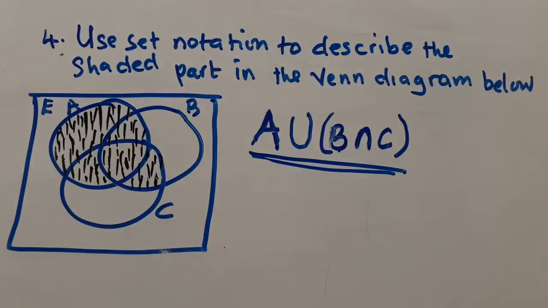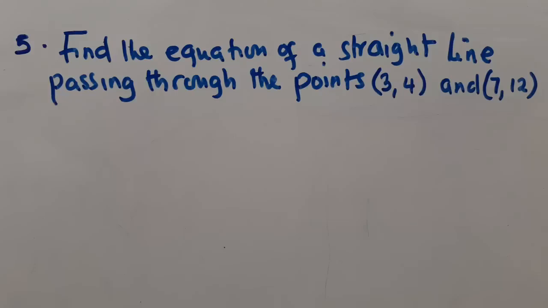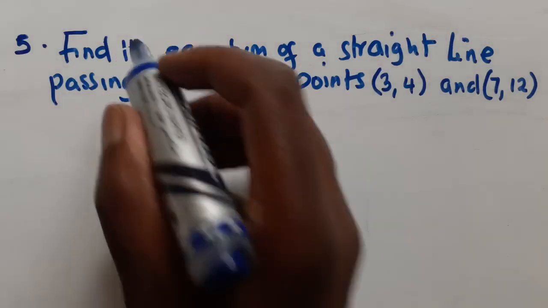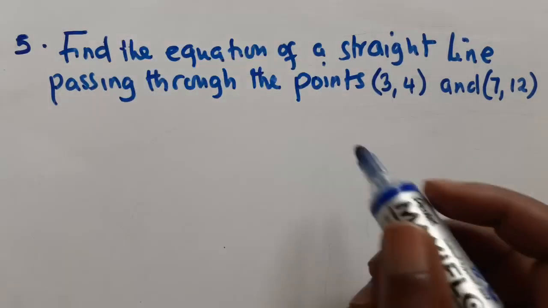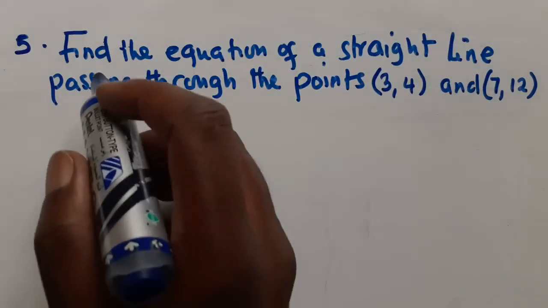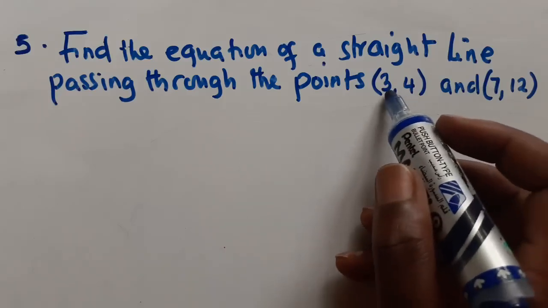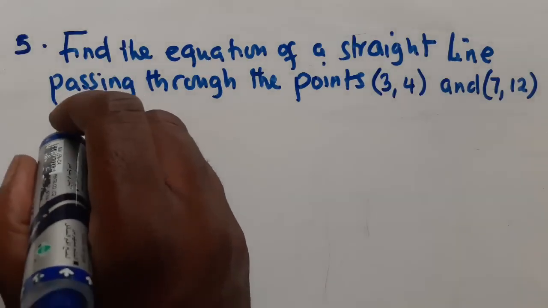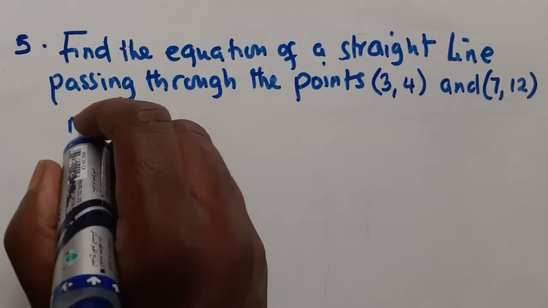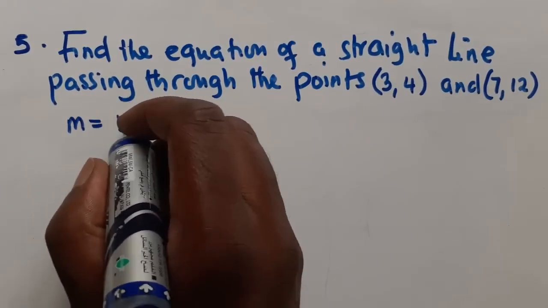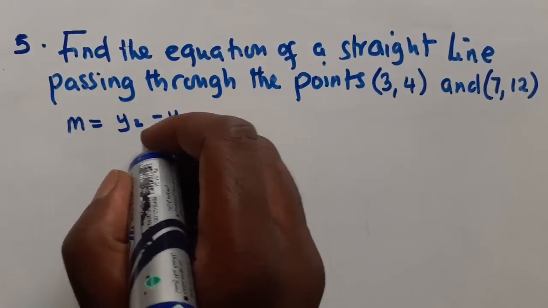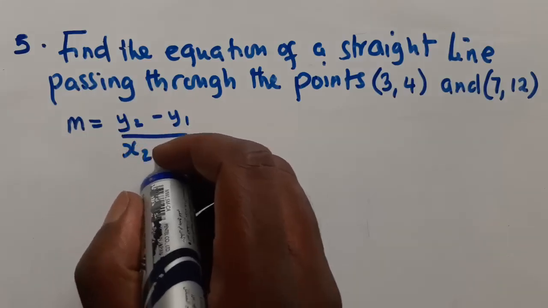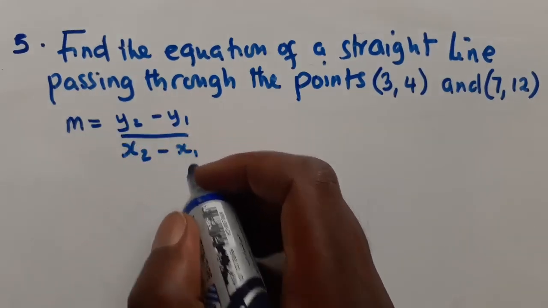We got question 5. So this is question 5. Find the equation of a straight line passing through the points 3, 4 and 7, 12. So when we want to write the equation, the first thing that we do is to find the gradient. The gradient, we always use this formula when we want to find the gradient.